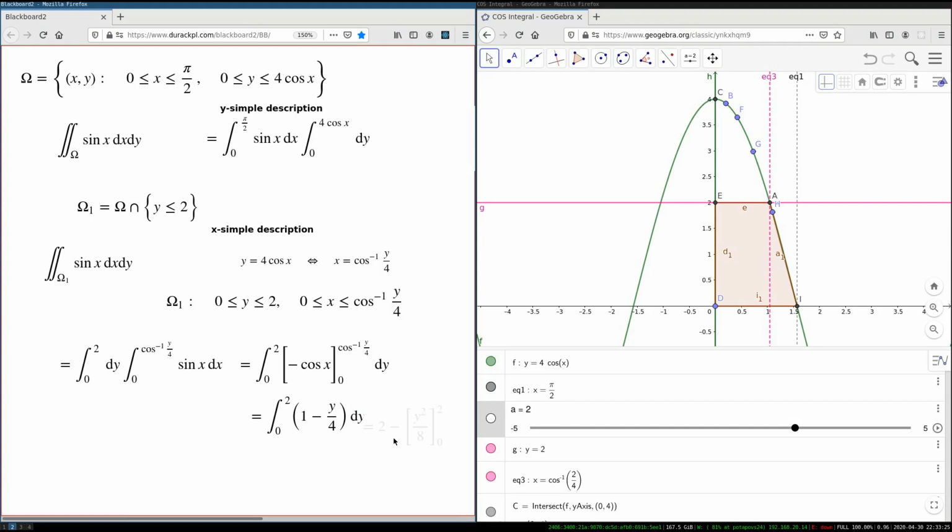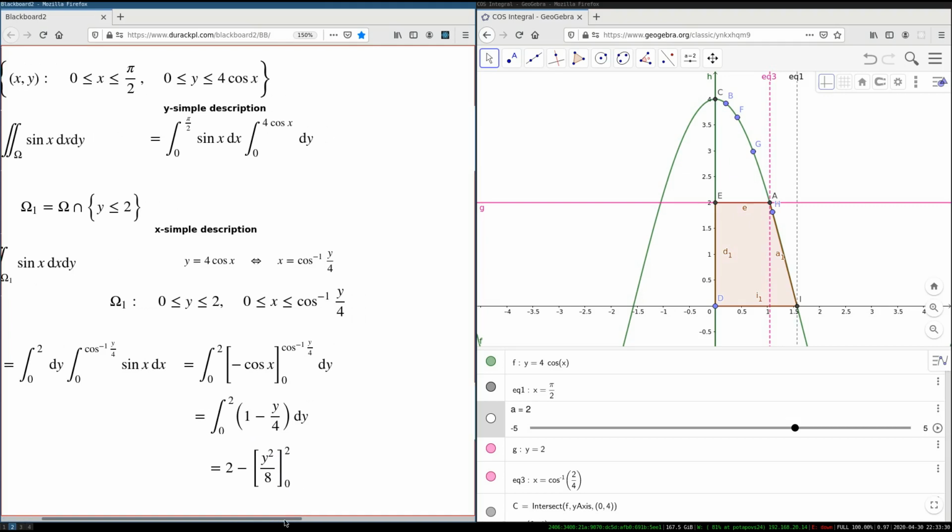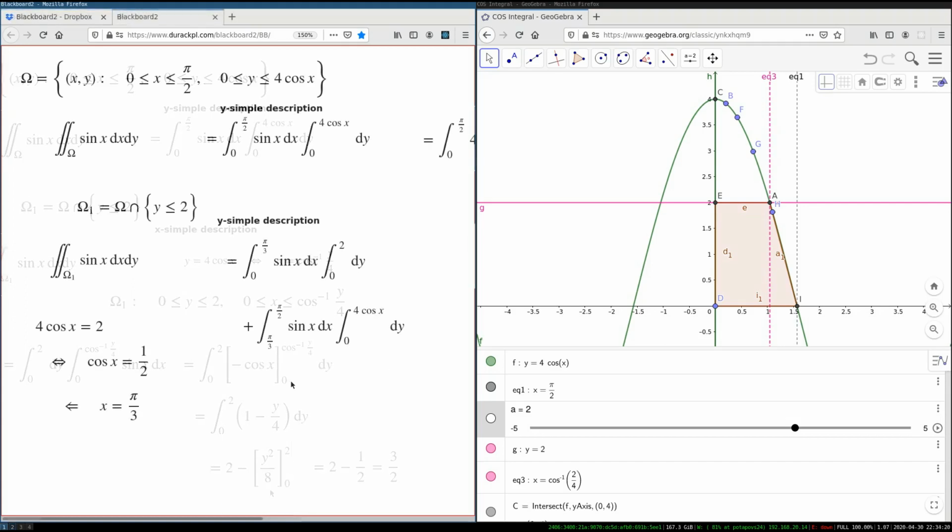And in this integral, if you integrate, y on 4 delivers the antiderivative y squared on 8, which if you compute it gives you 2 take half, which is 3 on 2. I encourage you to finish this computation in a y-simple approach in order to understand how much the usage of the inverse cos function makes things easier in comparison to the direct way of evaluating this integral.